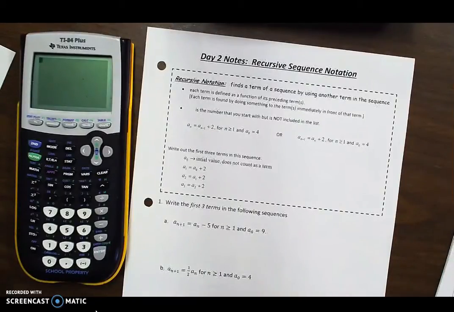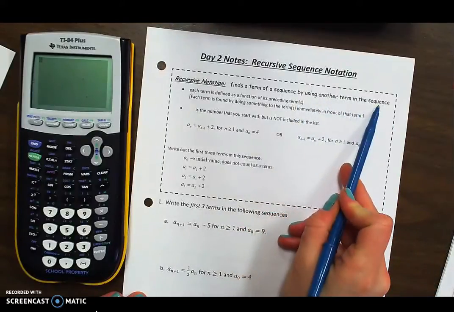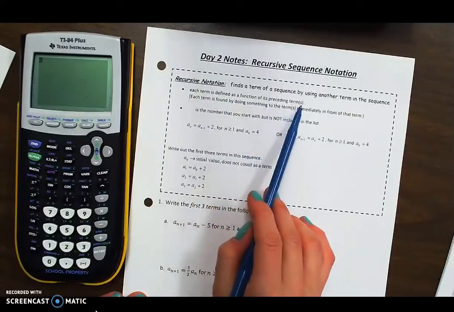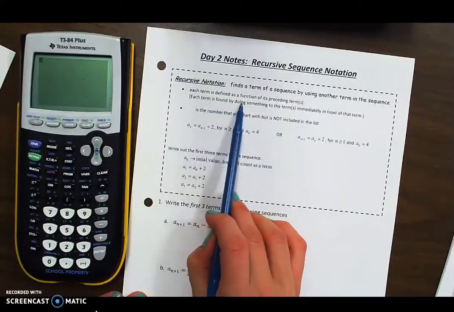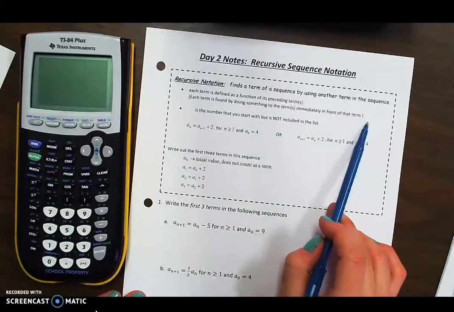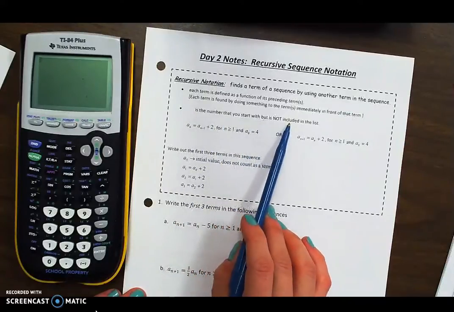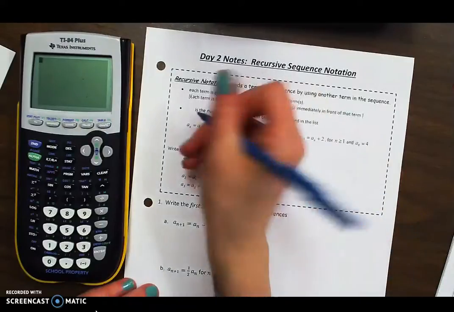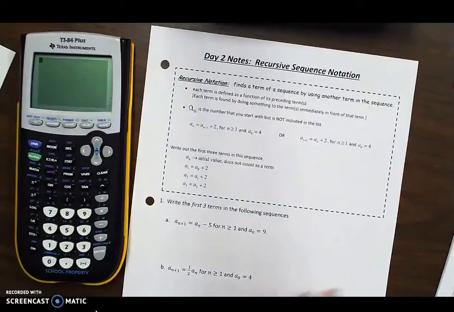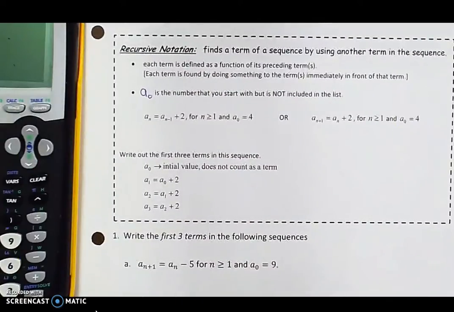Our recursive formula finds a term of a sequence by using another term in the sequence. Each term is defined as a function of its preceding terms. Each term is found by doing something to the terms immediately in front of that term. a sub 0 is the number that you start with, but is not included in that list.